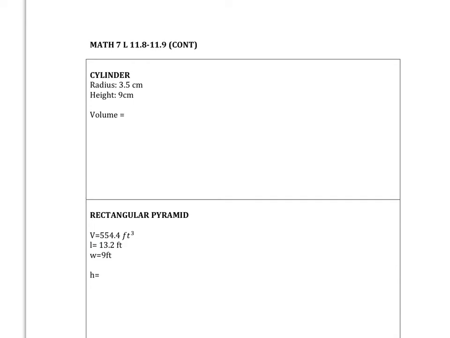Now we're going to do a few more examples when they are asking for the volume or asking for another part of the equation when you're given a volume. So the first one we're going to do is a cylinder. We haven't taken a look really at a cylinder yet. So let's do a cylinder. This is our cylinder.